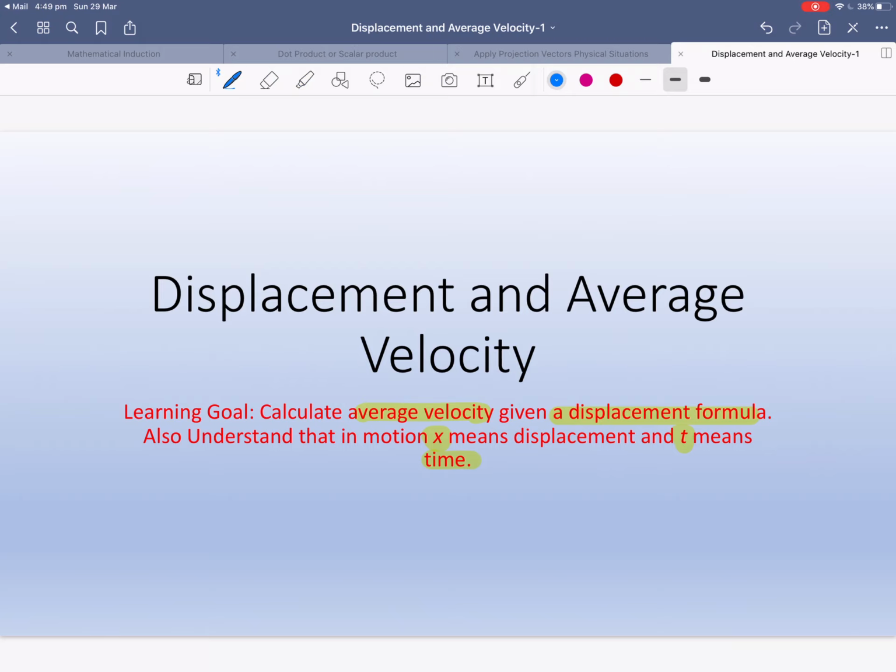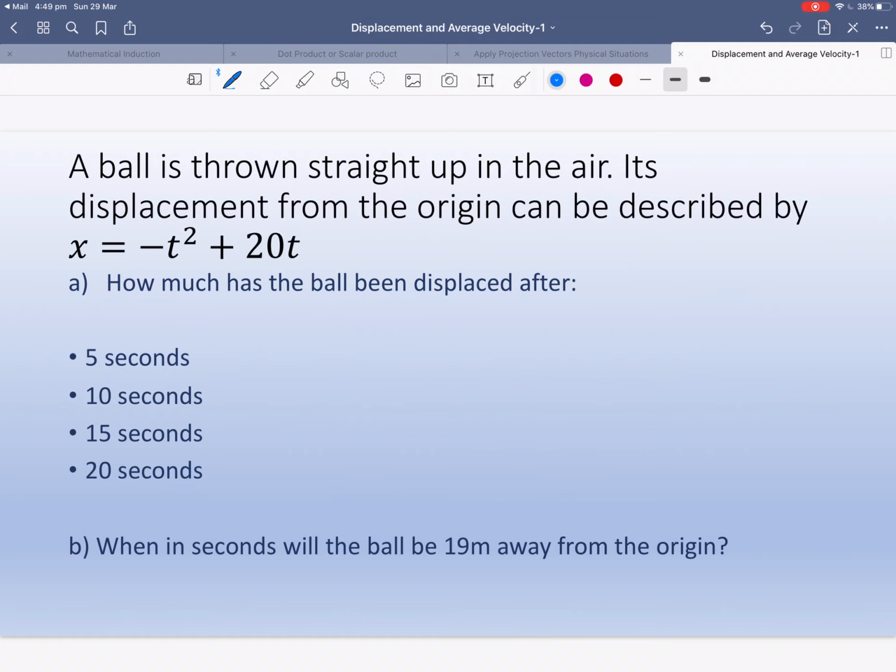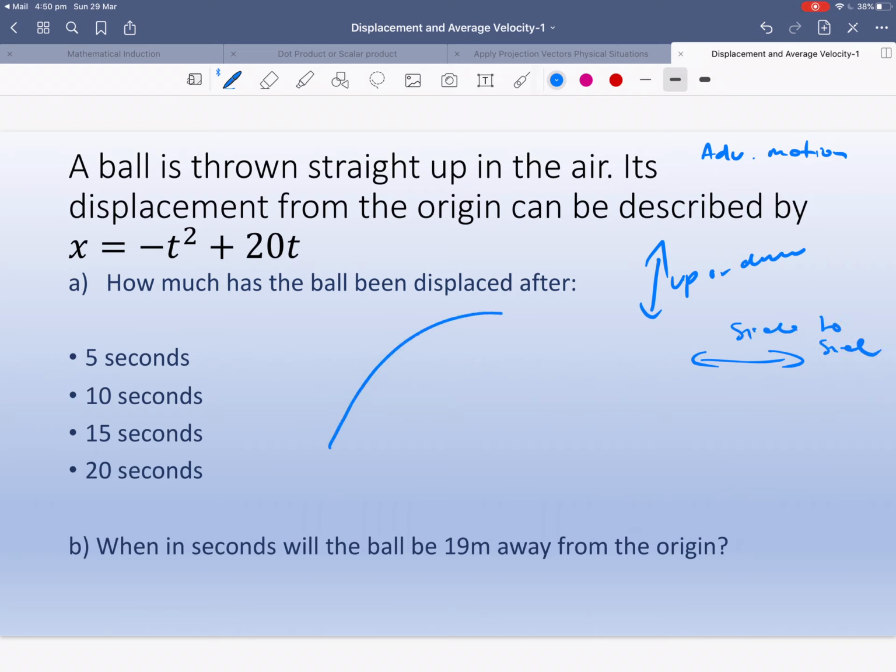But the best thing is, let's just do an example. Now, this is actually advanced motion. What that means is that we're only doing motion that is up or down, or side to side. So we're not looking at something like a 3D ball being thrown or anything.